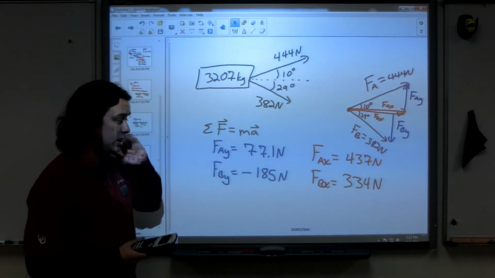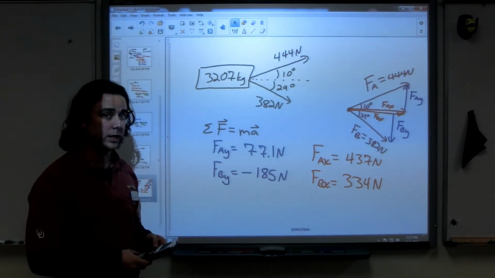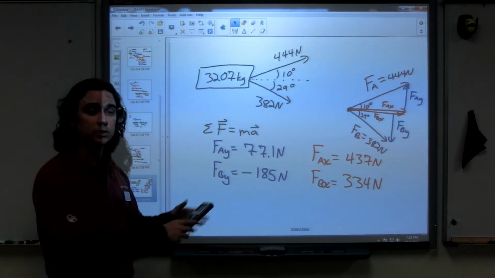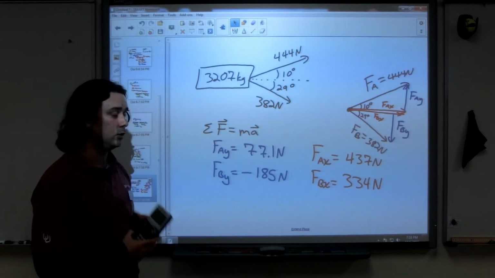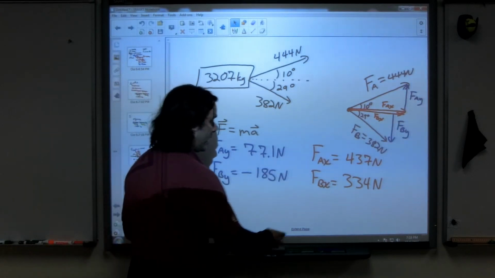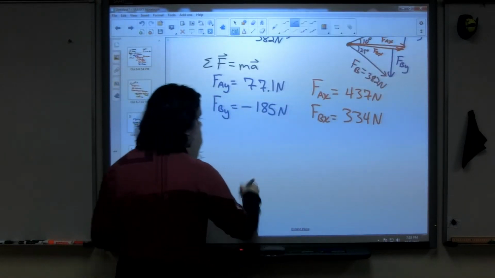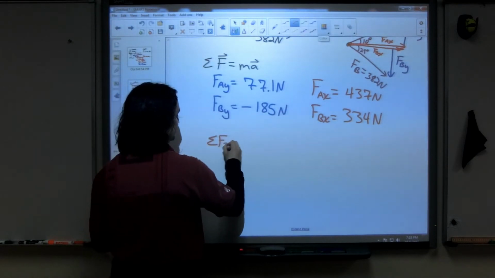I'm keeping everything to 3 significant figures. As long as you do that in each step, you should have an answer that the online system will accept. You are welcome to keep it to more significant figures and increase your likelihood, but 3 is what I've recommended for the class, so I stick with that. I'm going to do my sum of forces in the x direction.